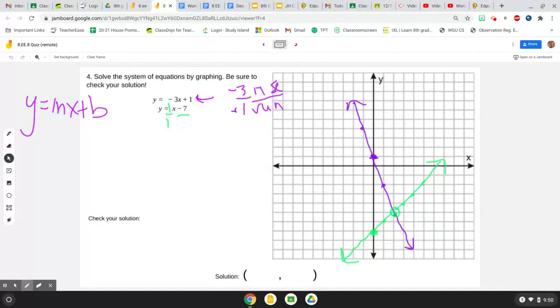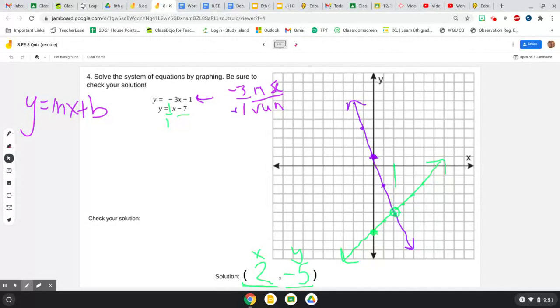So for the solution that I think it is, because remember I still have to check, it tells me to check, so that was worth some credit too. I have on my x value here for my solution, it's going to be to the right 2, and that's going to be positive. And then for my y, it went down 1, 2, 3, 4, 5, so that's going to be a -5. So I think that my solution is 2, -5. If I didn't graph it correctly, I know that it's going to be wrong, so I need to check that.